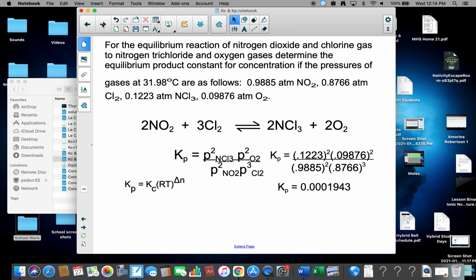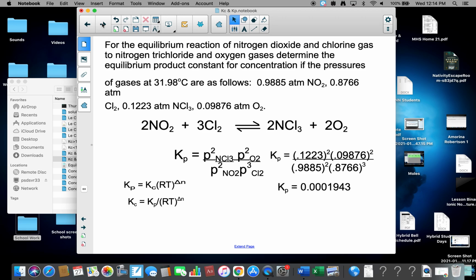So if Kp equals Kc times RT raised to the delta n, then Kc is Kp divided by RT to the delta n. So we know Kp, and the RT: R in atmospheres is 0.0821 liters atmospheres per mole Kelvin, and temperature has to be in Kelvin, so that's 304.98 Kelvin.